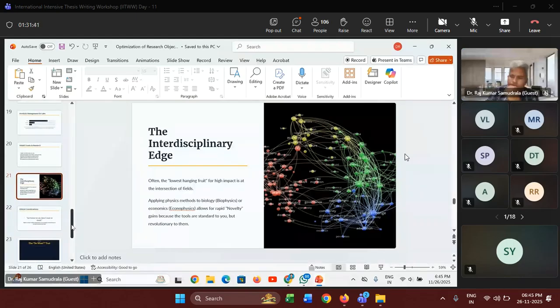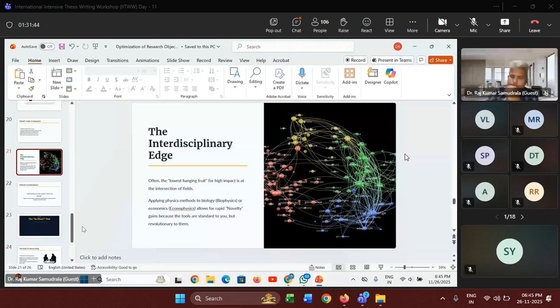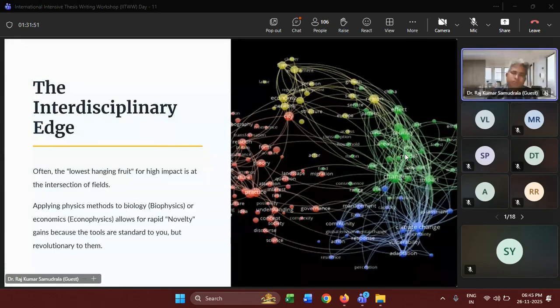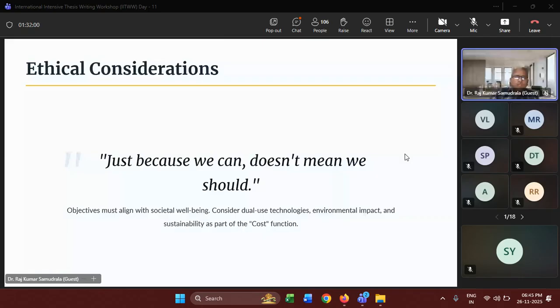Sir, you go ahead, and if there is anything, ma'am will connect you again. Interdisciplinary approaches are really essential for optimized research objectives. The main idea, ethical consideration: just because we can doesn't mean we should. The objectives must align with societal well-being, consider dual use technologies, environmental impact, and sustainability as part of the cost function.